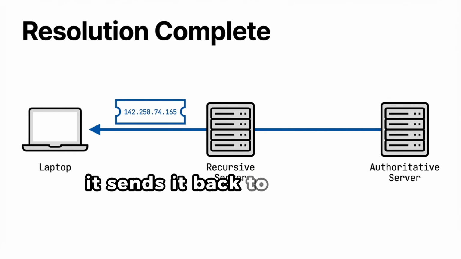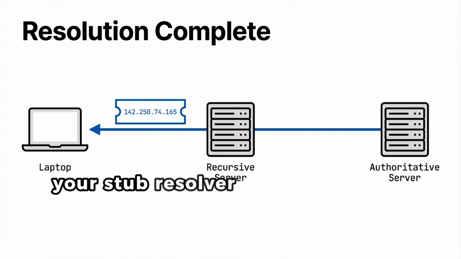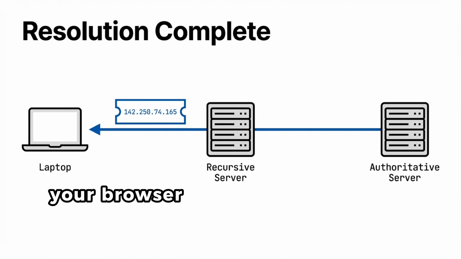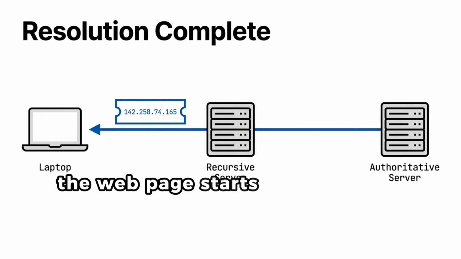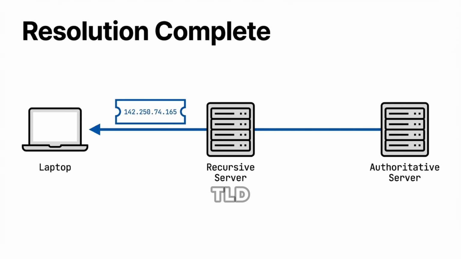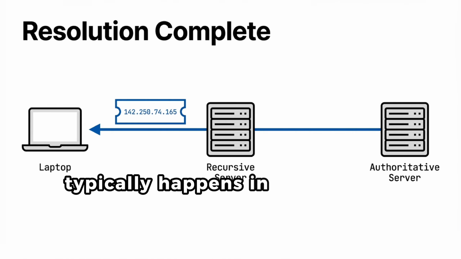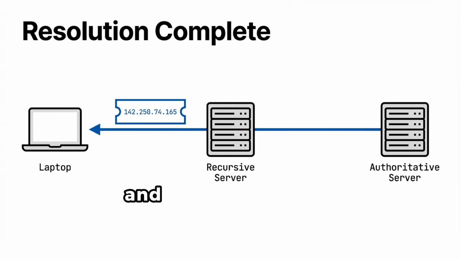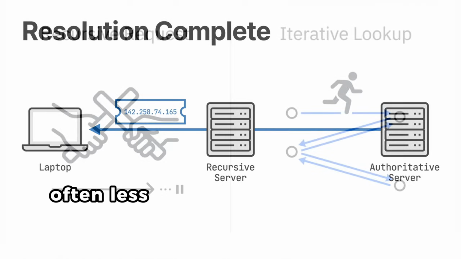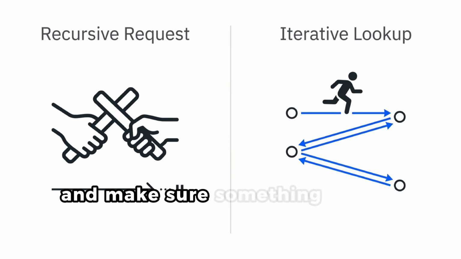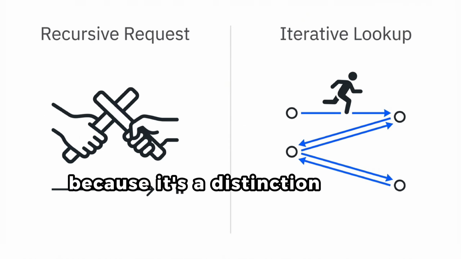It sends it back to your stub resolver. Your stub resolver hands it to your browser. Your browser makes the connection. The web page starts loading. All of that, root, TLD, authoritative name server, back to you, typically happens in somewhere between 20 and 120 milliseconds, often less. Now I want to pause here and make sure something is clear, because it's a distinction worth understanding.